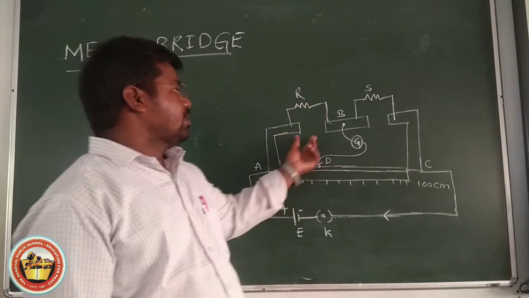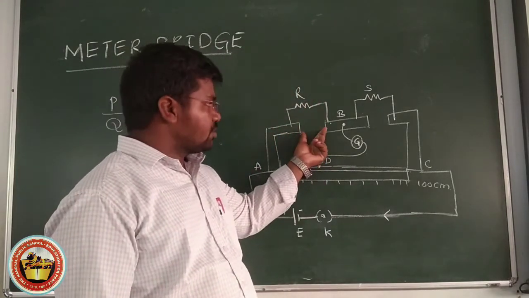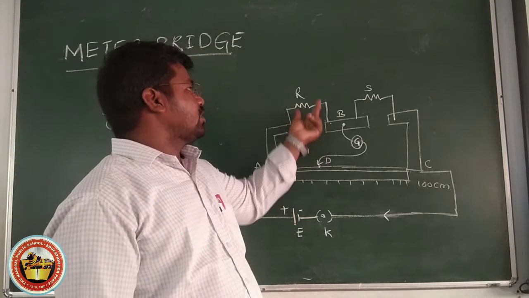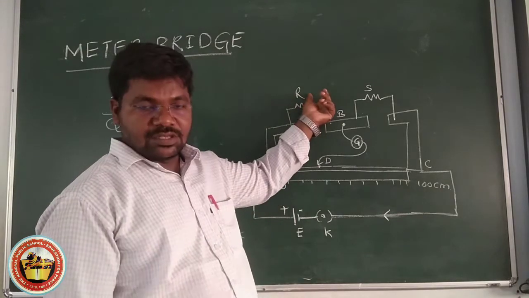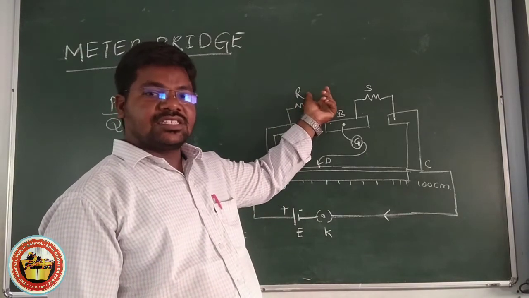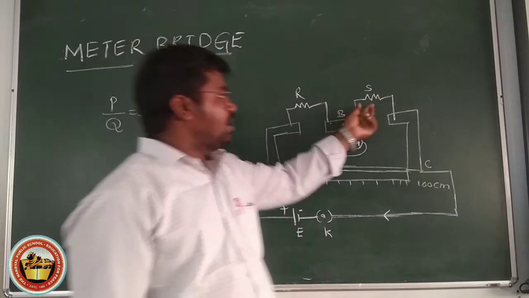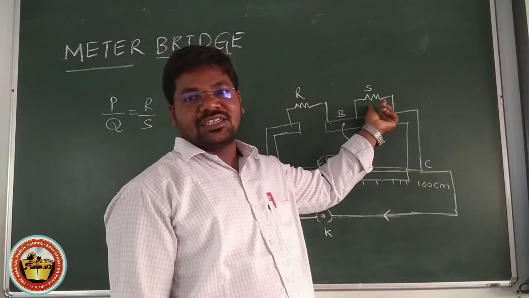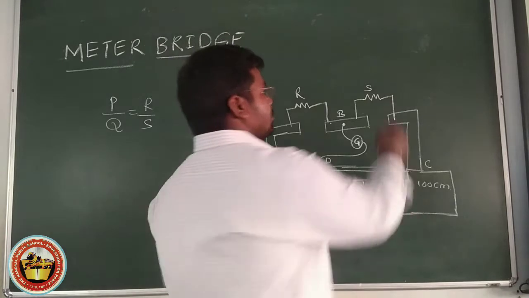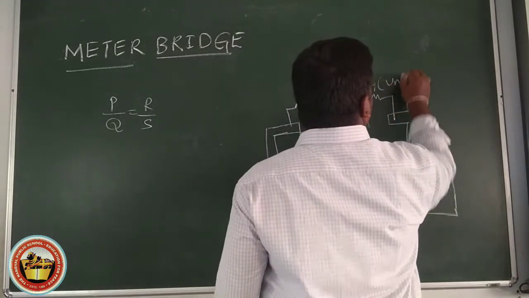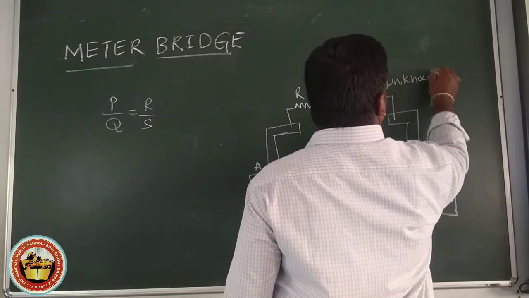See here, we have two gaps. We can connect the R resistance, which is the known resistance. Here is the S resistance, and S is the unknown resistance.